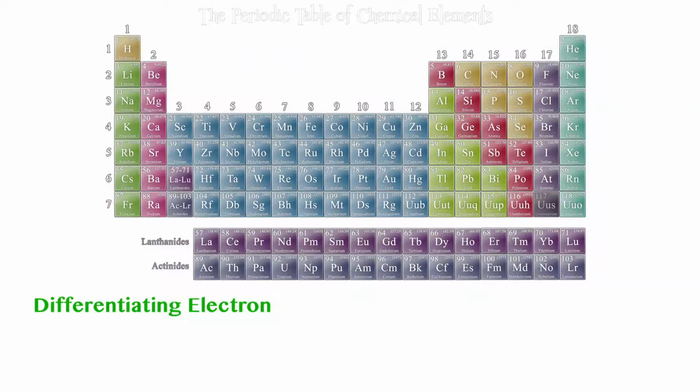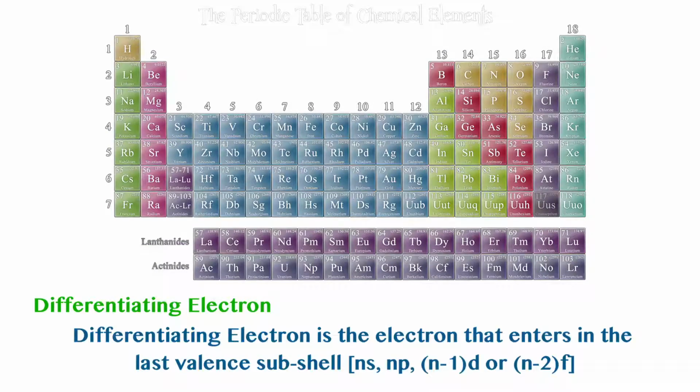Differentiating electron: this is the electron that enters the last valence subshell, that is ns, np, or (n-1)d, or (n-2)f. This decides the properties of the atoms.